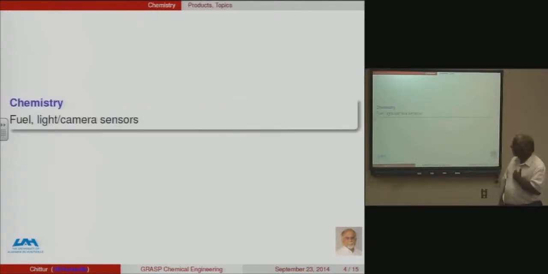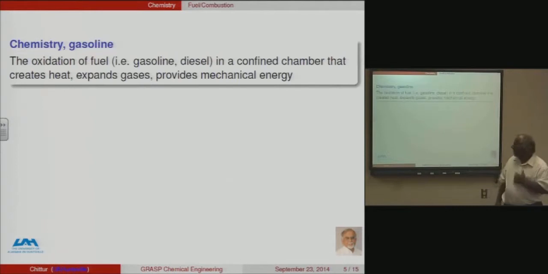What is going to be in the chemistry module? The two products we're going to talk about are fuel and light and camera sensors. Okay, so the chemistry of gasoline. What is gasoline? Gasoline is a mixture of hydrocarbons, as they call chemical compounds made of hydrogen and carbon. If you introduce oxygen, you can make it burn, and that creates energy, and in turn creates other molecules, and also creates the mechanical energy to move automobiles. So we'll talk a little bit about the combustion process when it comes to gasoline.